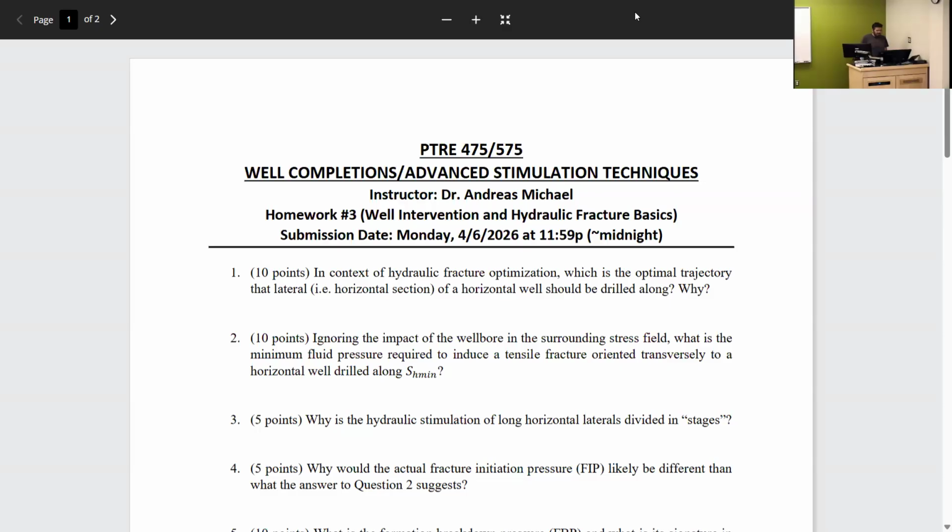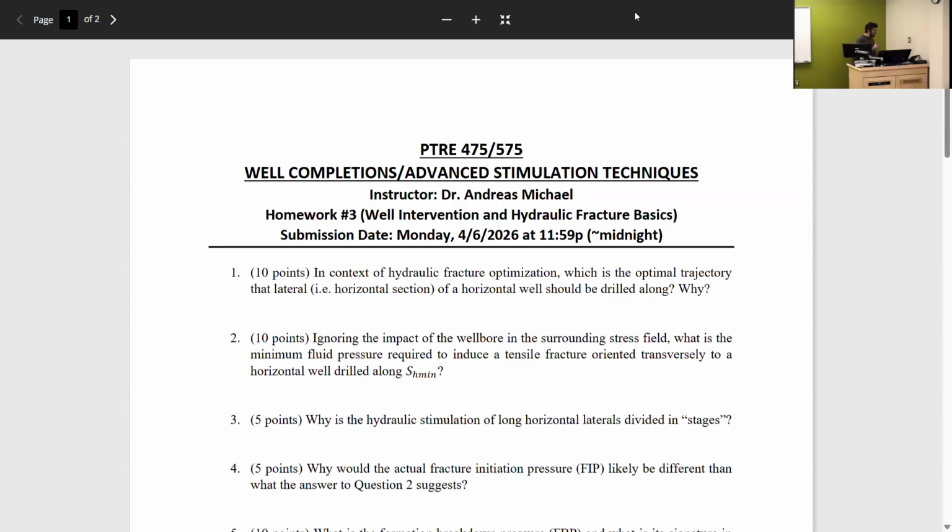Ignoring the impact of the wellbore on the surrounding stress field, what is the minimum fluid pressure required to induce a tensile fracture oriented transversely to a horizontal well drilled parallel to SH min? So ignoring the impact of the wellbore, that's a key phrase. It means act as if the wellbore is not there. So don't give me answers that have to do with near-wellbore stresses, those sigma theta theta, sigma RR, sigma ZZ. I don't care about those.